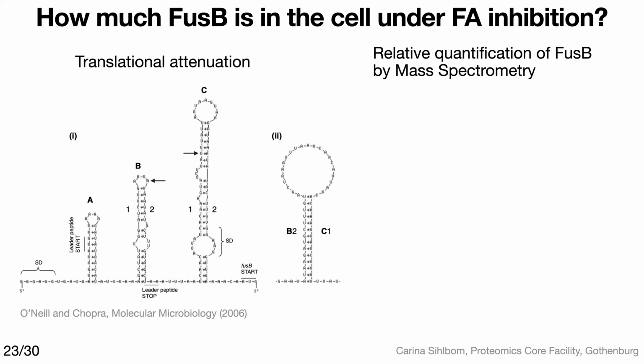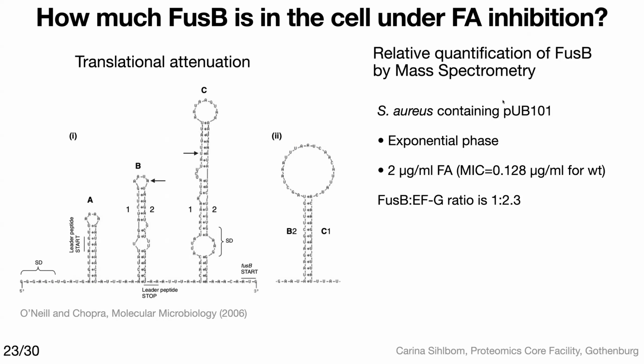So what I set out to do is relative quantification by mass spectrometry, because we wanted to know how much FusB there is compared to EFG, because that would be enough information, and it's much less complicated than absolute quantification. So I took this clinical strain and grew it to exponential phase in the presence of 2 micrograms per milliliter of fusidic acid, which is quite above the minimum inhibitory concentration for wild-type Staph aureus, but this clinical strain that has FusB can grow.